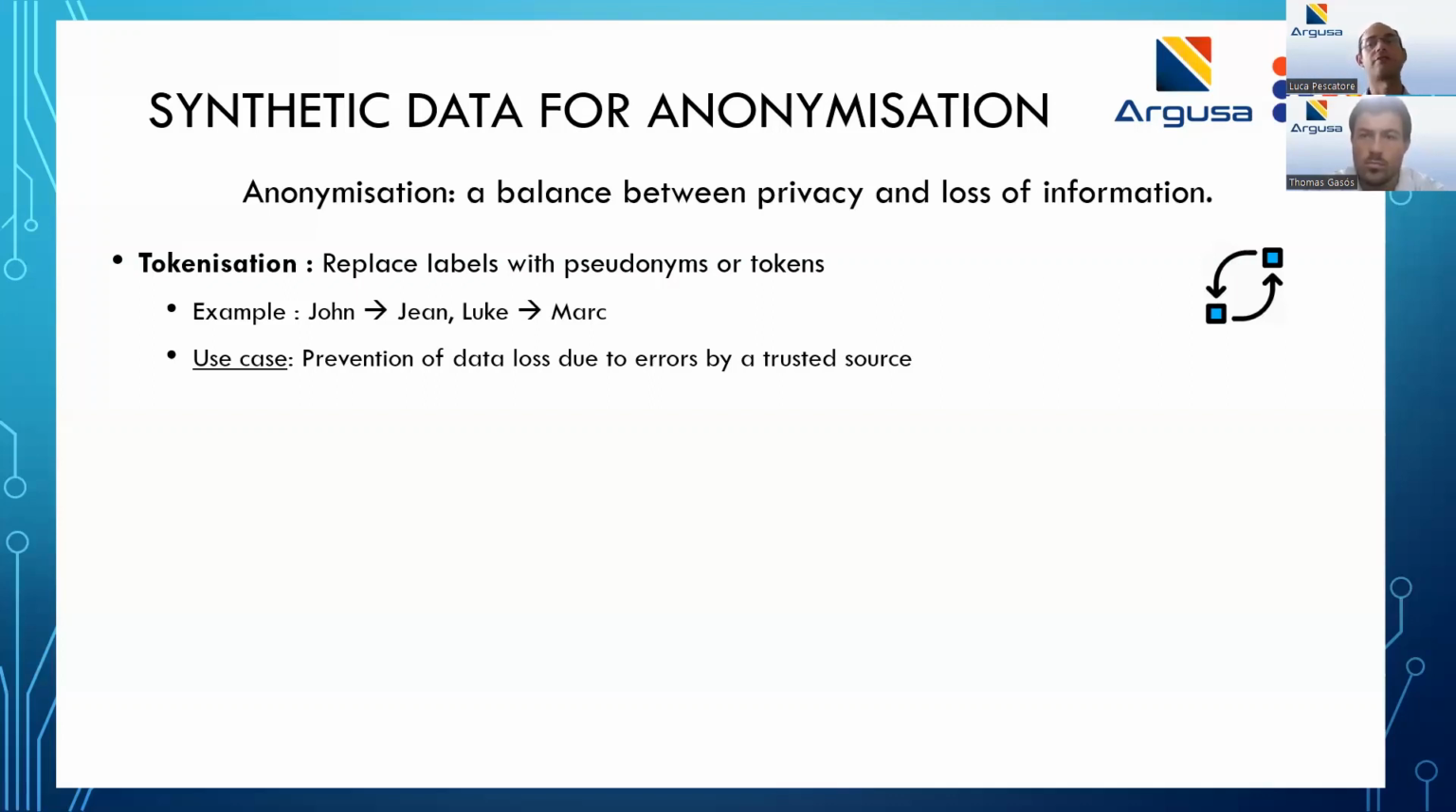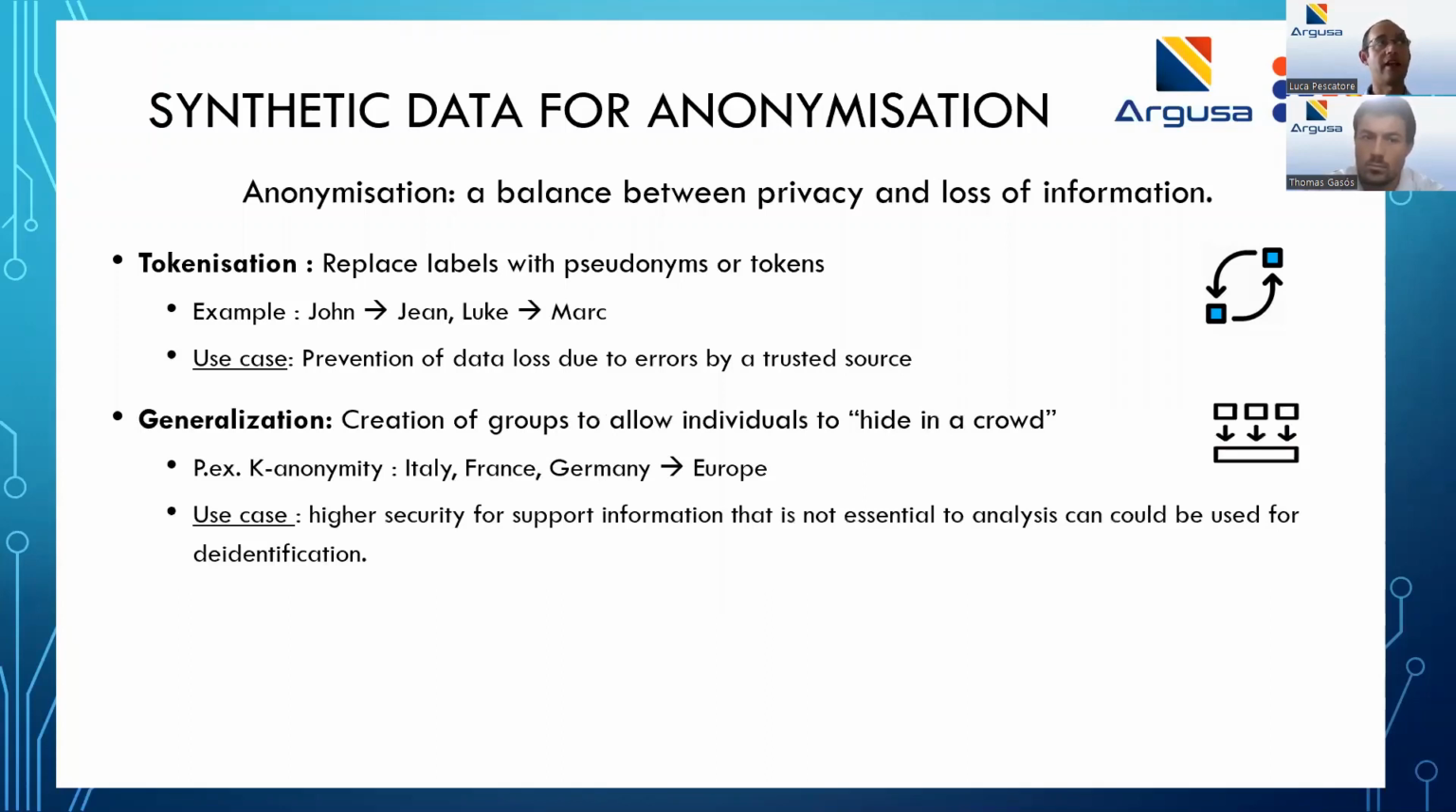So this is anonymizing the names, but it's not a very strong method. Using the other fields of the dataset, you might de-anonymize quite easily. So this is mostly used for preventing data loss due to errors in cases where you already have a trusted source. So you're pretty sure that the data will not escape anyway.